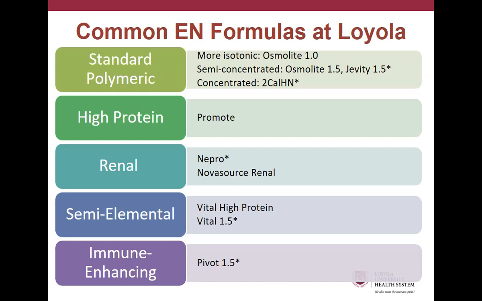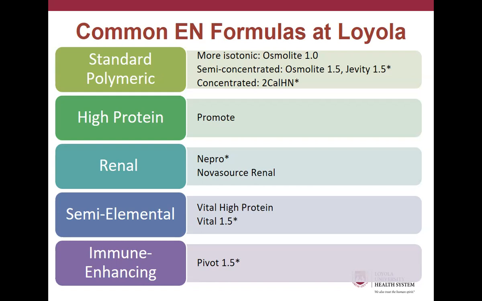I'm not going to go through everything in detail, but most of the time we start with our standard polymeric formulas. What that means is they're intact formulas, intact protein, fat, and carbohydrates, so it really mimics a normal meal for an individual. And then we have a degree of concentration. We have our isotonic formula, meaning the osmolality is about 300 milliosmoles per liter, kind of matching the body's osmolality. When it says 1.0, that means there's 1 calorie per milliliter, so it's going to have more free water in this formula.